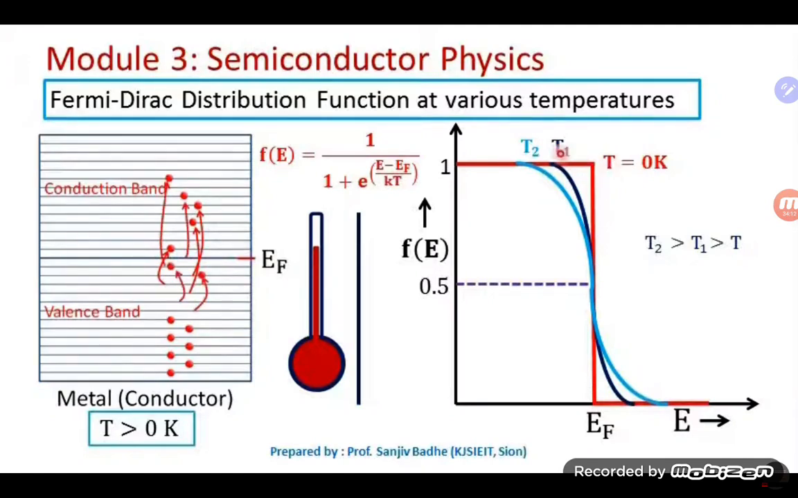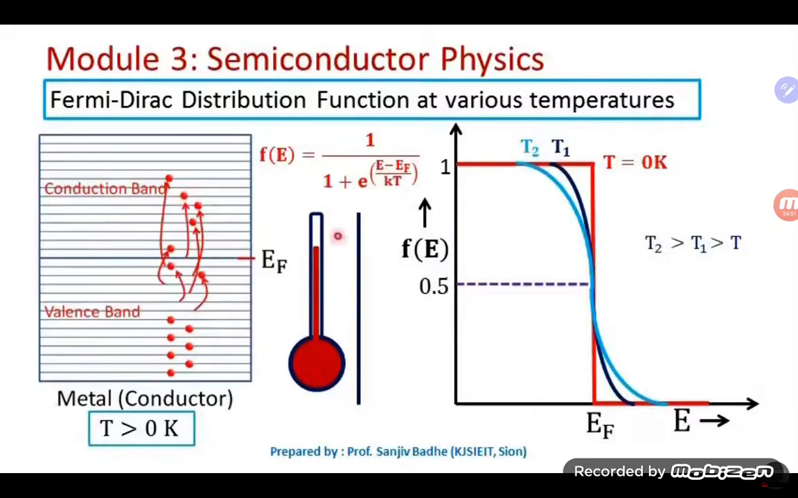As we increase the temperature to T1 greater than 0 degree Kelvin, there will be some empty levels created. So as the temperature increases, more and more empty levels are created below the Fermi energy level, and filled levels will be available above the Fermi energy level. Therefore, the probability of occupancy below the Fermi energy level will no longer always be 1. Just below the Fermi energy level, the probability of occupancy will reduce from 1, and just above the Fermi energy level, the probability of occupancy will increase slightly.